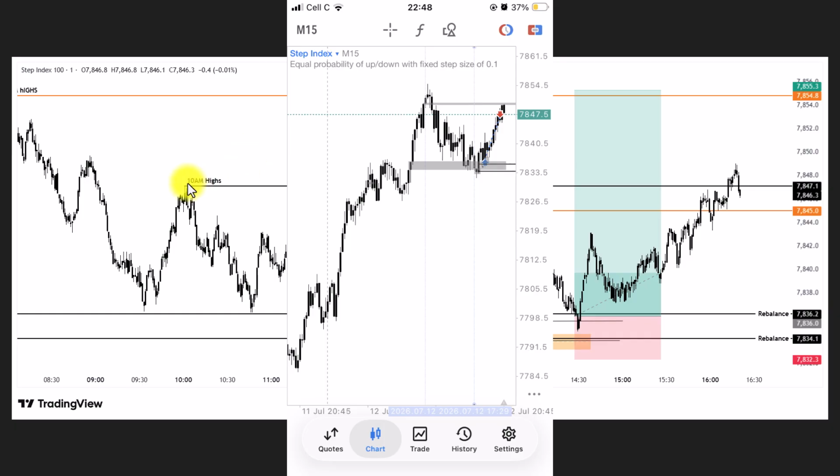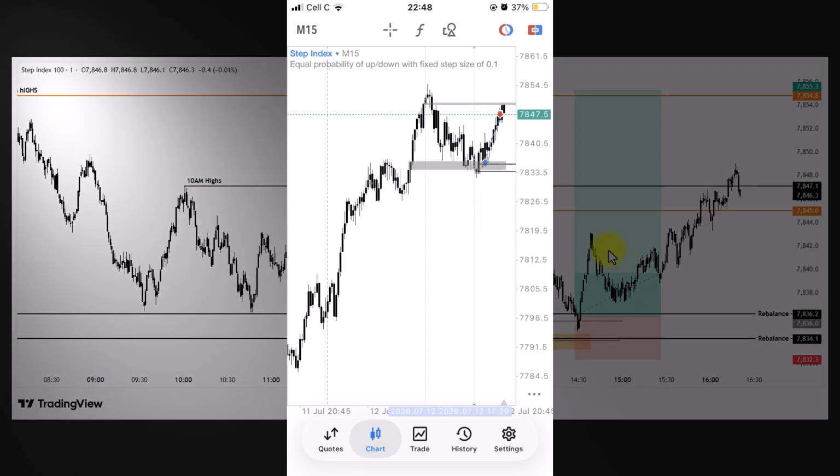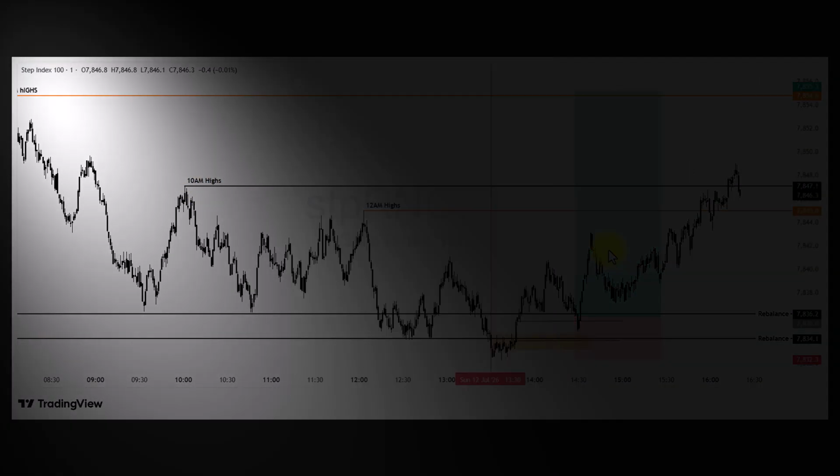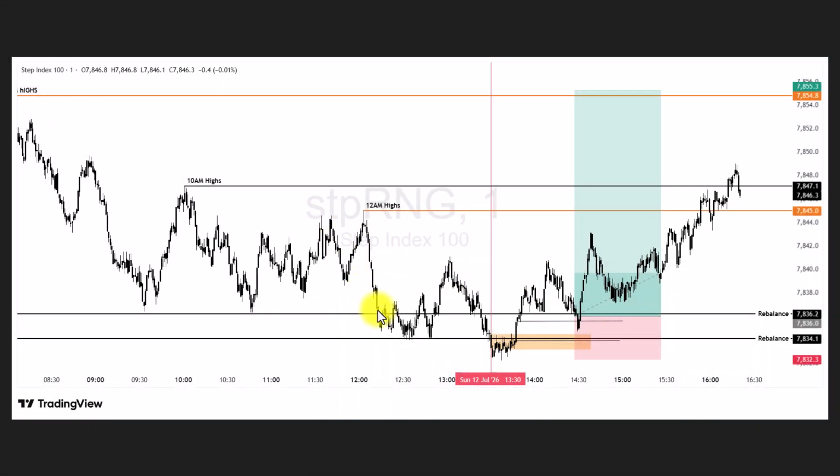So it managed to go above the 10 a.m. highs. I mean, man, that was a beautiful trade. We came back and rebalanced that 15 minutes time frame, right? We rebalanced that inefficiency, meaning that we traded below it, above it, in between it, all over it. But we stayed near that rebalance. We stayed near the 15 minutes time frame fair value gap.